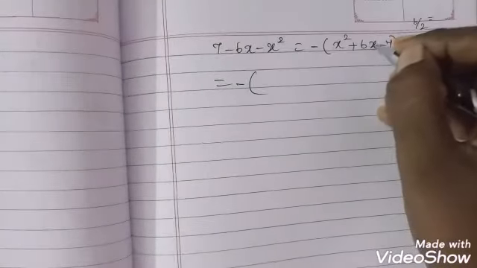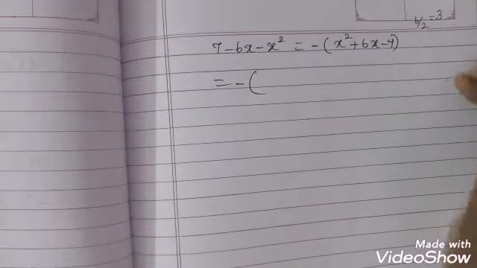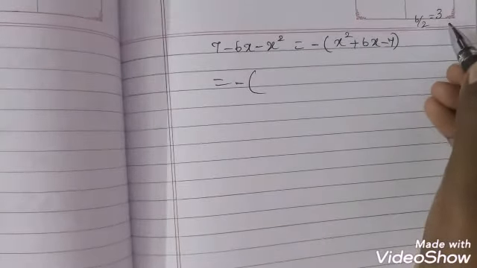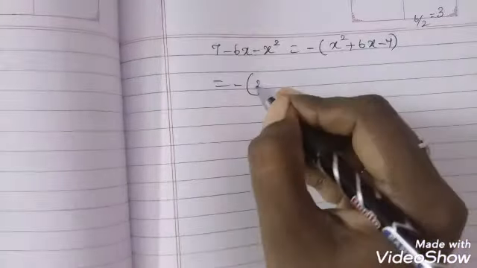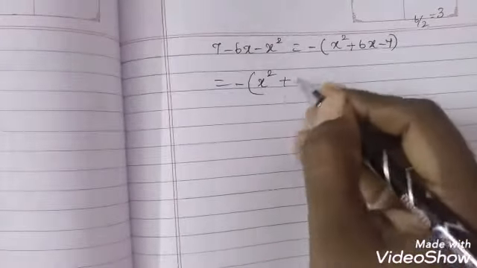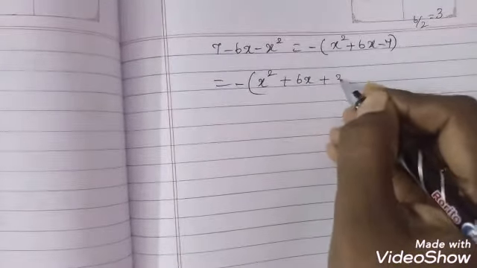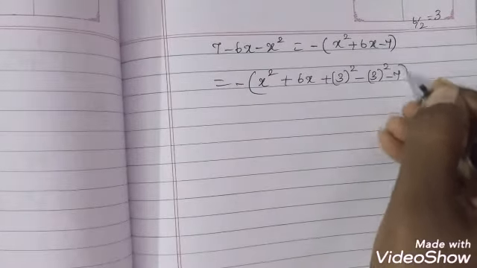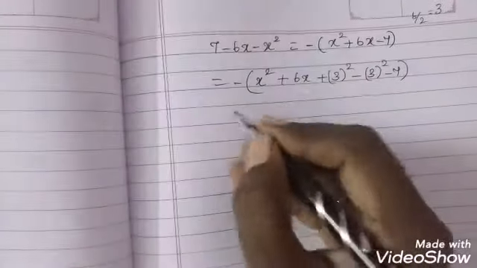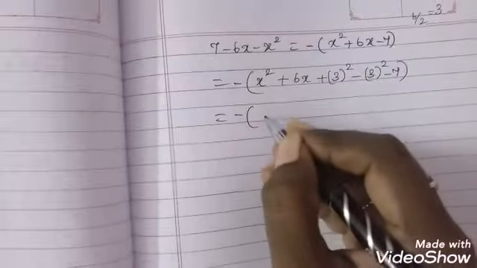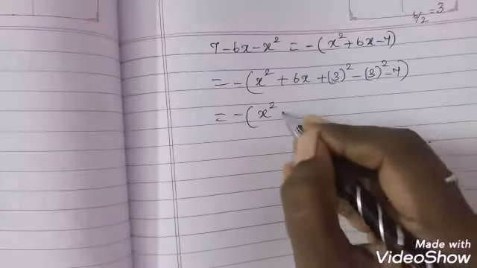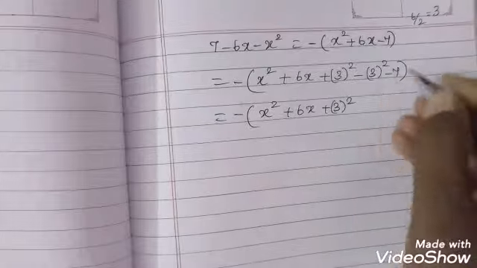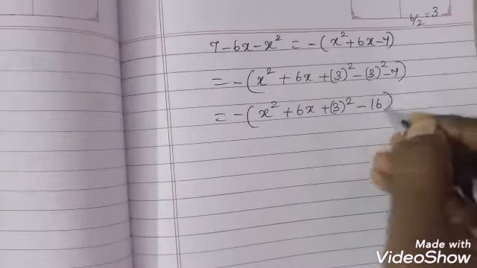That's nothing but 6/2. You will get it as 3. So which one will you square, add and subtract here? 3 the whole square. So how do I write here? It is x squared plus 6x plus 3 squared minus 3 squared minus 7. This is how you write here. So this is equal to minus of x squared plus 6x plus 3 the whole square minus 9 minus 7, which will be nothing but 16.